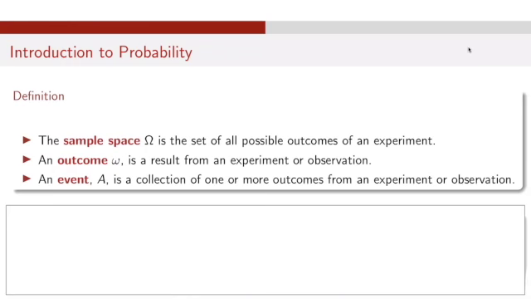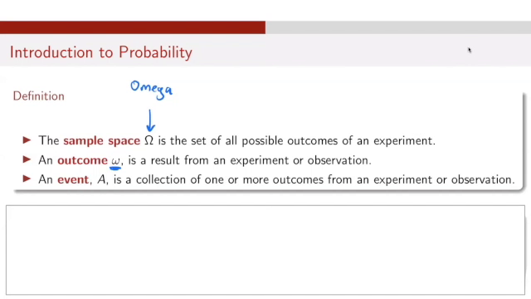First is the sample space that we denote with a Greek letter. This is a capital Greek letter omega, and that is going to consist of all of the possible outcomes of an experiment. We're going to let an outcome be denoted by a lowercase omega over here. That's what this symbol is. And that's going to denote a single result from an experiment or an observation.